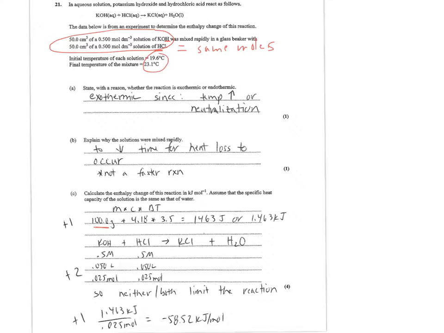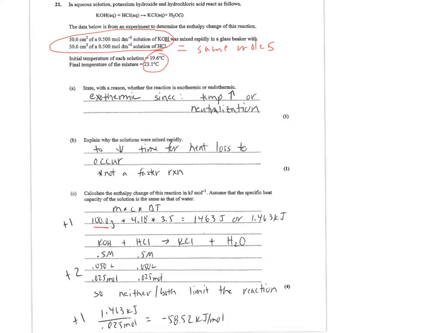So that gives 1,463 joules, or 1.463 kilojoules, but that's not kilojoules per mole yet. Okay, you have to find out how many moles you added. You didn't add 1 mole of each of these. You added 50 centimeters cubed, or 0.05 liters, at a strength of 0.5 moles per liter. So if you do the multiplication, that's only 0.025 moles.